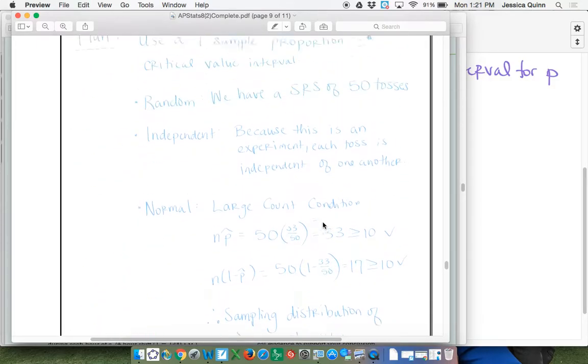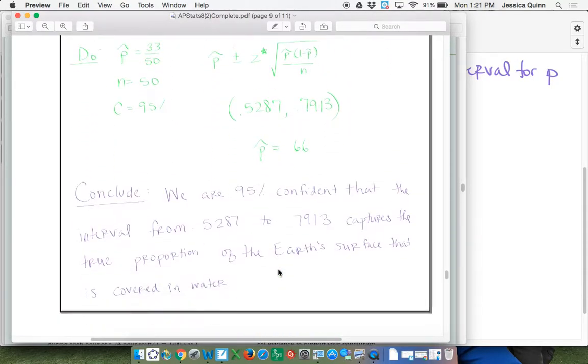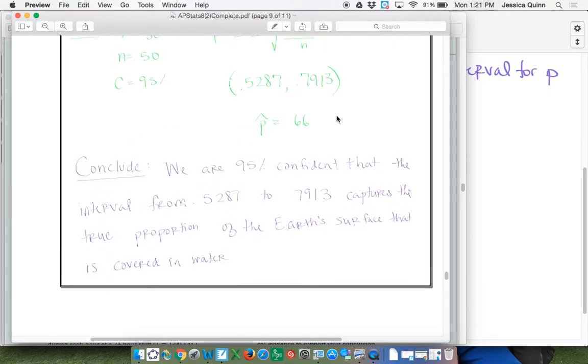So the original claim that Jordan heard was 70%. So 70% is a plausible value. It's in our confidence interval. You don't have to write anything about this, but just to take it back to what we started with. It is also plausible that it's less than 70%, but 70% is in that interval.